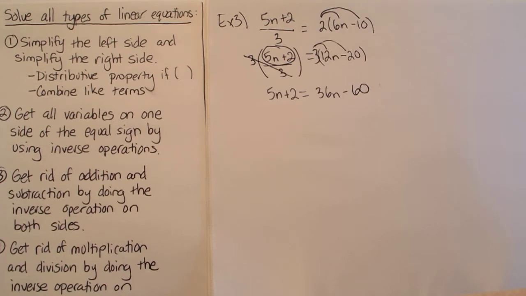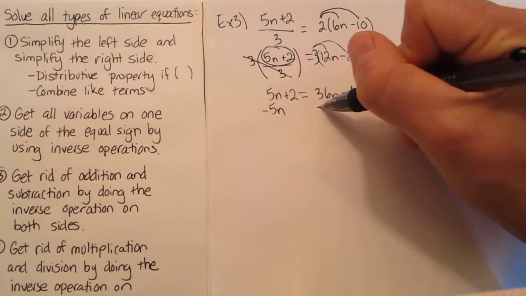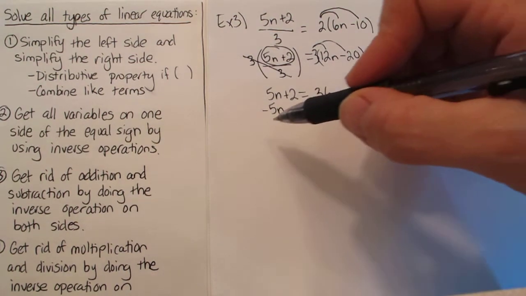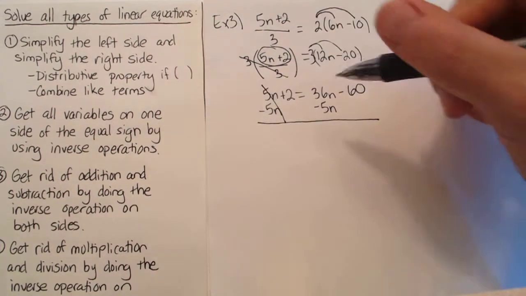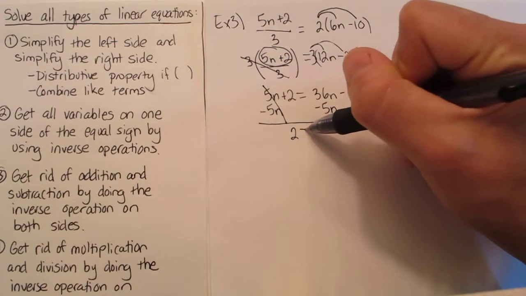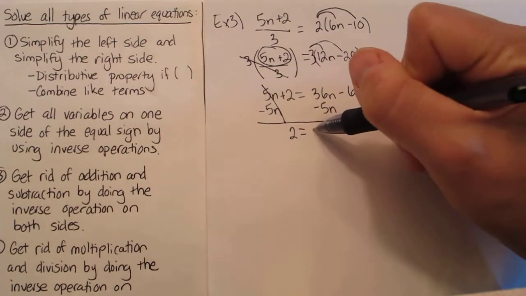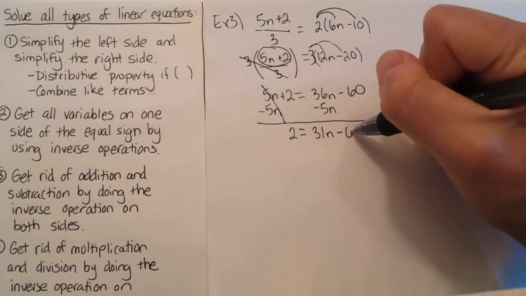Step 2 is to get all variables on one side of the equal sign by using inverse operations, and I can finally do that. I'm going to move the smallest one, which is the 5n. So I'm going to subtract 5n from the left-hand side, and I'm going to subtract it from the right-hand side, making sure to put it under a like term. 5n minus 5n is 0, so I'll bring down my 2, bring down my equal sign. 36n minus 5n is 31n, I think, and then I'm going to bring down the minus 60.